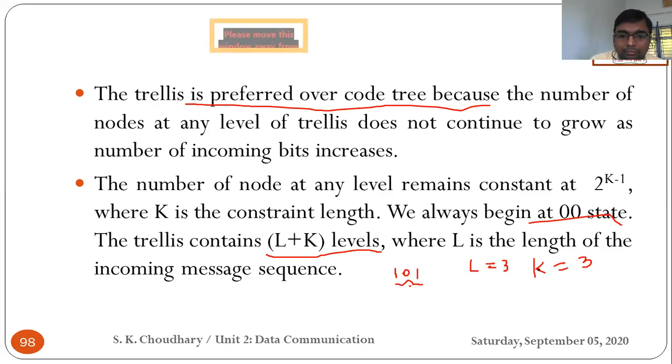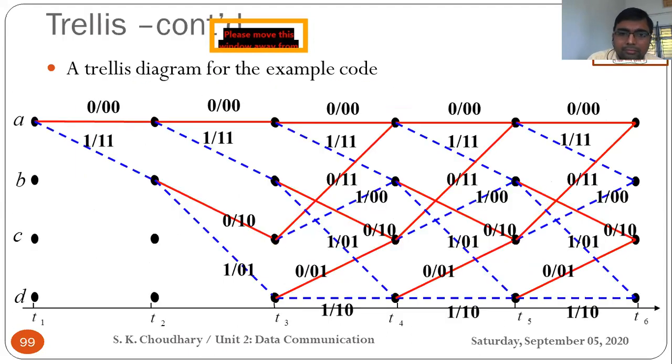So now, in the time domain, how will you show it? It will be shown as t subscript L plus k minus 1, because we have to start from t0 to t5. We have 6 levels, t0 to t5. Or you can also show T1 to T6. Now this is the generalized trellis diagram for any code, any example you can take. And after this, we will correlate this trellis diagram with our example, that is 101, our message sequence.